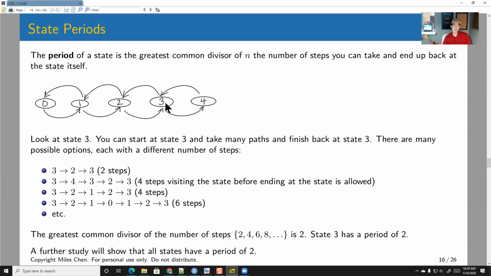If you count up how many steps you can take and still end up back at state 3, you're going to find that they're all multiples of 2, right? You got 2, 4, 6, 8, and so on. The greatest common divisor among all of those numbers is 2. So state 3 has a period of 2.